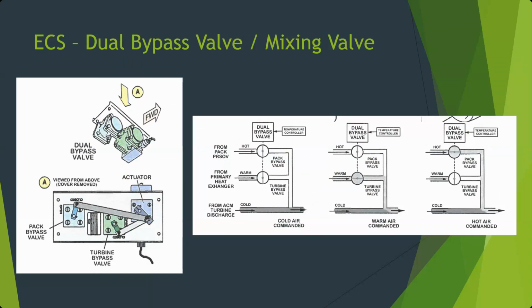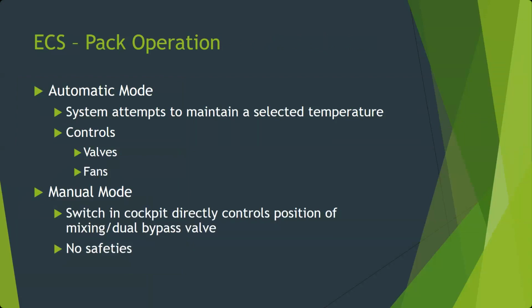Okay. And here's an example where they're just mechanically linked together with a little motor to drive them. So these can be run in two different ways. We did this in the lab. You ran them in automatic, where you set a selected temperature, and the system, looking at those various sensors, is going to adjust these valve positions to try to maintain a comfortable temperature. But they have a reversionary or manual mode that you can directly control that mixing valve or bypass valve by just changing its position. However, oftentimes that disables any or all safeties in the pack.